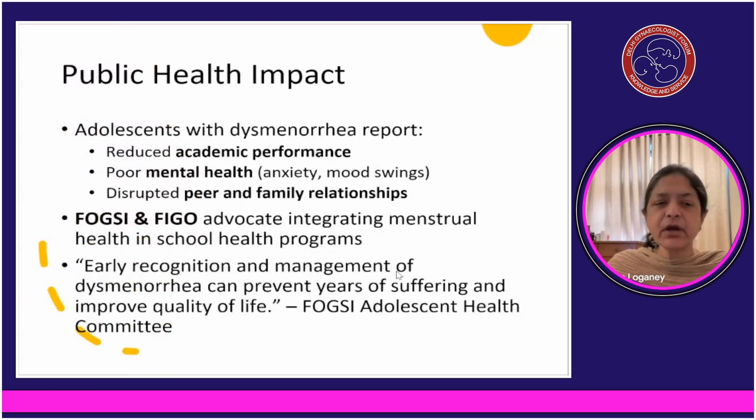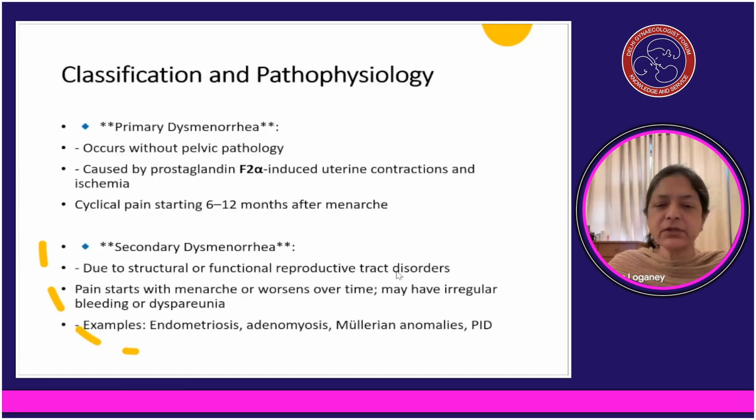Adolescents with dysmenorrhea report a reduced academic performance, poor mental health, and disrupted peer and family relationships. Both ACOG and FIGO and other organizations advocate integrating menstrual health in school health programs. Early recognition and management of dysmenorrhea can prevent years of suffering and improve quality of life. This was mentioned in the ACOG Adolescent Health Committee opinion.